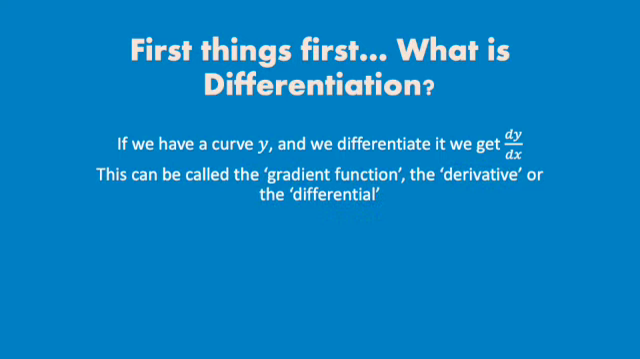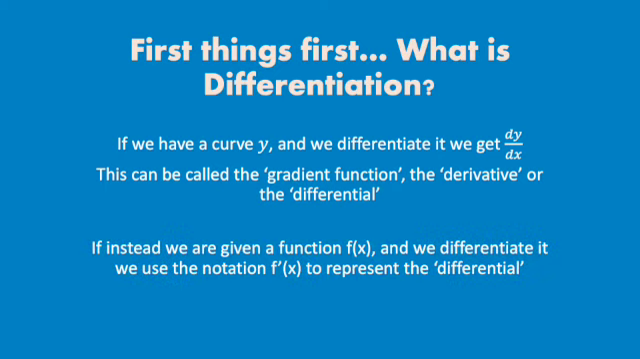You might hear it referred to as the gradient function, the derivative, the differential. There are so many different ways this could get referred to, but they all mean the same thing, that we need to differentiate. There's also another notation, because we don't always write equations as y equals something. Sometimes we write it as f of x equals something. In that case, how would we know that we're going to differentiate? There's no y to say dy by dx. Well, we use the notation f dash x to represent that exact same differential. It means the same thing, it's just a different notation.